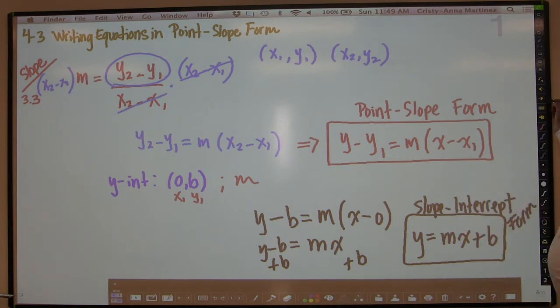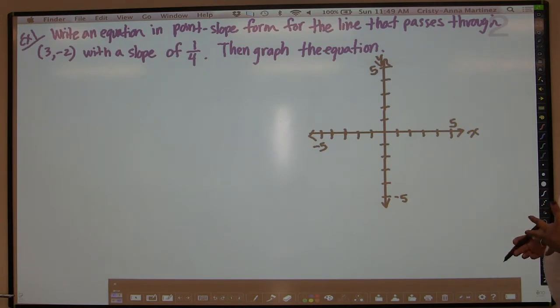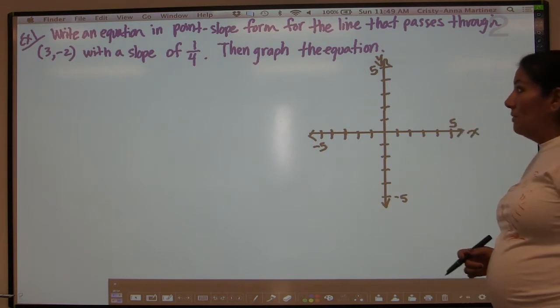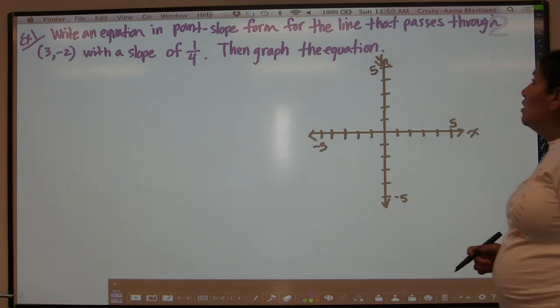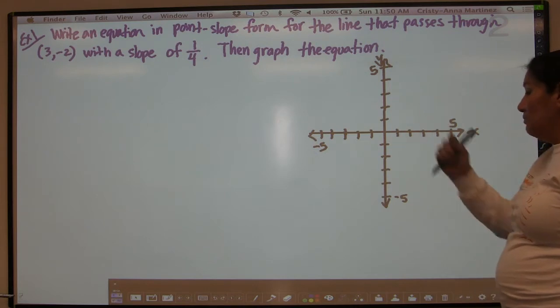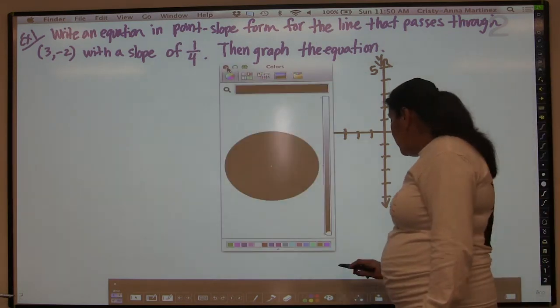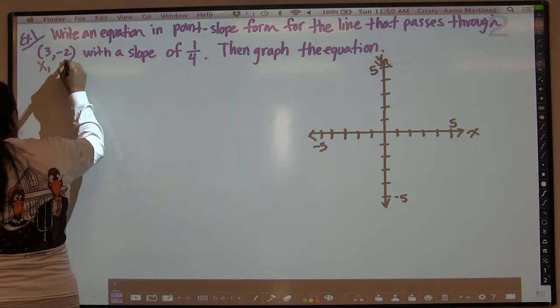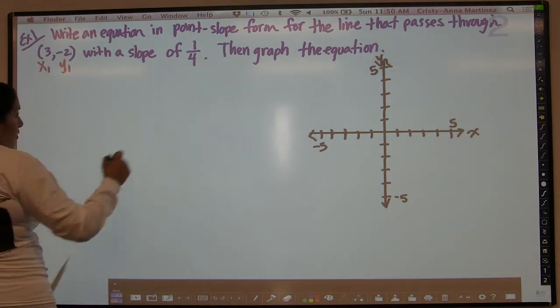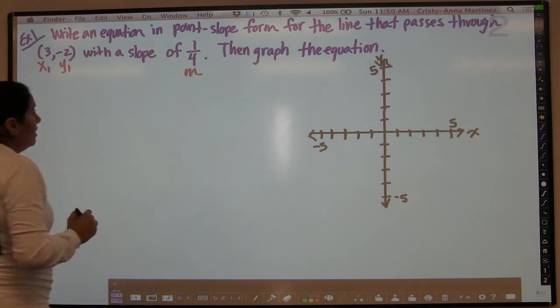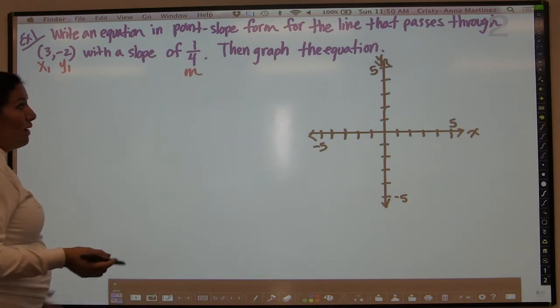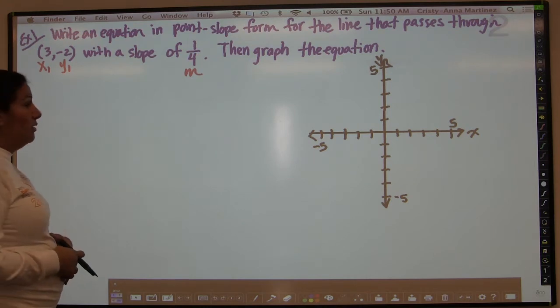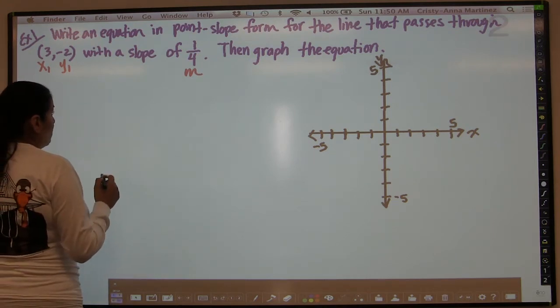So right now, now that we have both formulas, I want you to begin what they want us to do in the lesson. It says here, write an equation in point-slope form. It doesn't say slope-intercept, it says point-slope form, for the line that passes through, and they give us a point. So I'm going to go ahead and label this as my (x1, y1). And it even tells me what my slope is. Slope is 1/4. Then it wants me to graph the equation. Well, actually, writing the equation in point-slope form is very simple. Again, the formula says y minus y1.